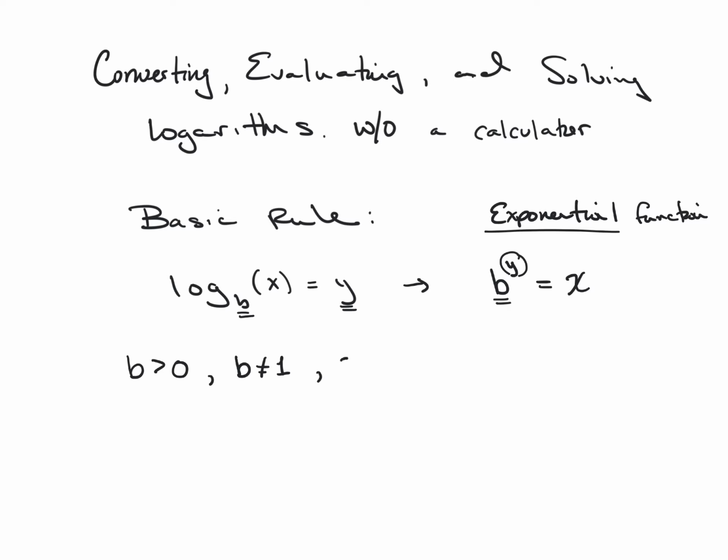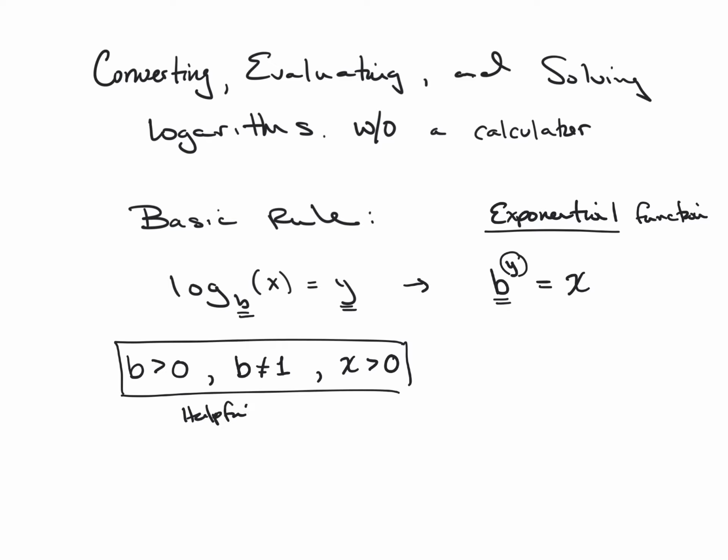The other thing you need to know is about the value of x. One of the other things we noticed when we were graphing logarithms in a previous video is that x had to be positive. Remember when we talked about how a logarithm has a vertical asymptote at the y-axis. So in this case, x must also be greater than 0. So those are some basic rules. This extra stuff down here is helpful when we're solving or doing something else.